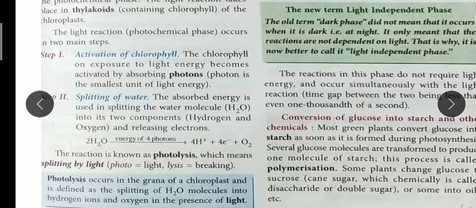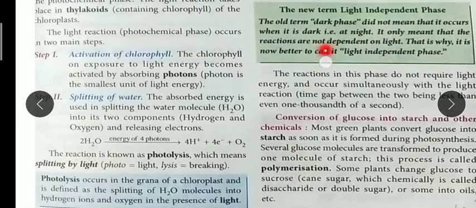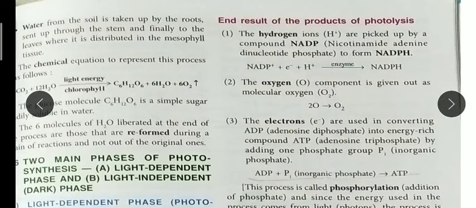Photolysis occurs in the grana of a chloroplast and is defined as the splitting of water molecules into hydrogen ions and oxygen gas in the presence of light. So in the definition, you can write this definition from the blue box. Now, what are the end products of photolysis?